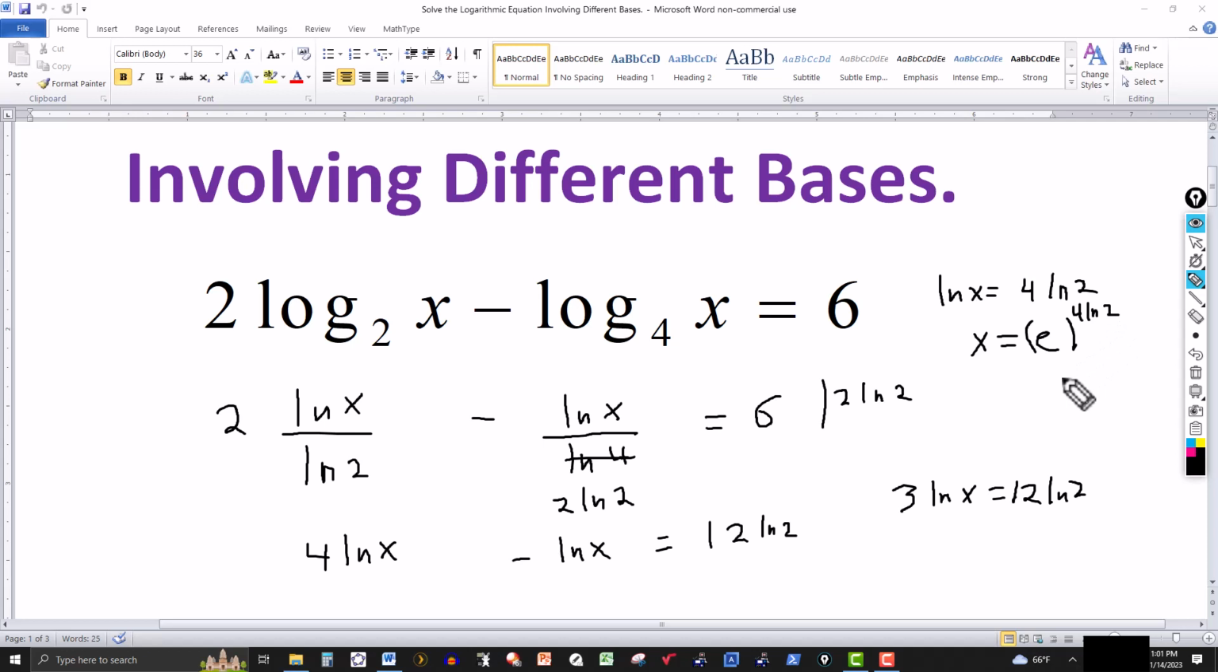And then we evaluate this. So this is e to this exponent here. So another way I can write this would be e, and I can put the ln of 2 here, and that'll be taken to the 4th power.